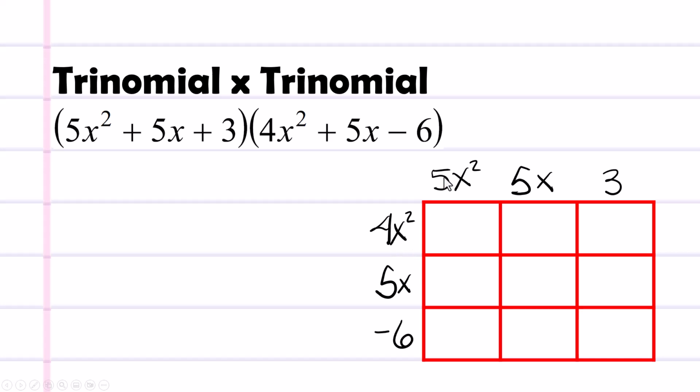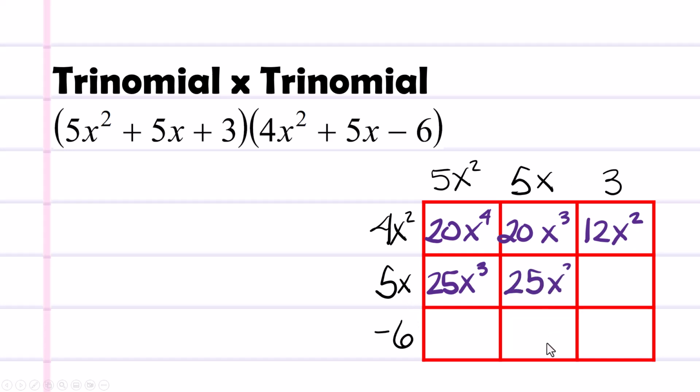You judge. Okay, so we have 4x squared times 5x squared. That's going to be 20x to the 4th. 4x squared times 5x is 20x cubed. 4x squared times 3 is 12x squared. 5x times 5x squared is 25x cubed. 5x times 5x is 25x squared, and 5x times 3 is 15x.